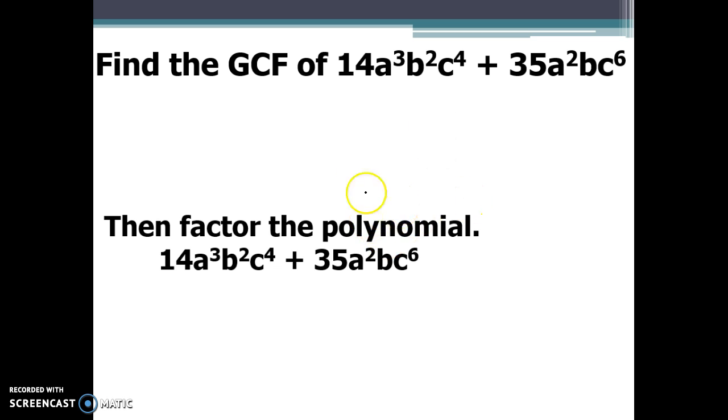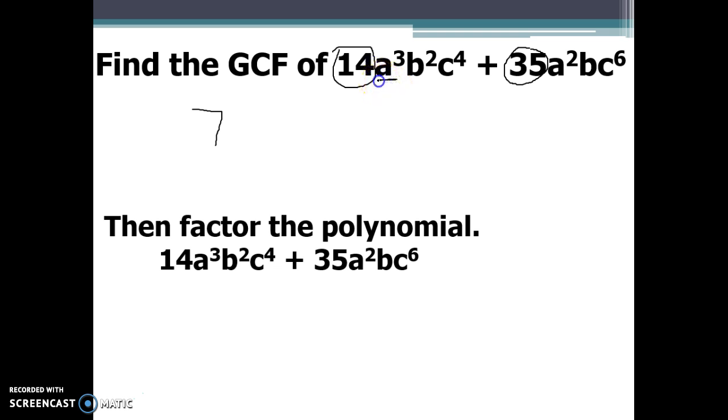So, looking here, 14 and 35 are my number piece. I'll put a circle around these. What's the biggest thing that goes into 14 and 35? We can do what we did on the last slide, figure out a GCF, and I should get that 7 is the biggest thing that goes into both.